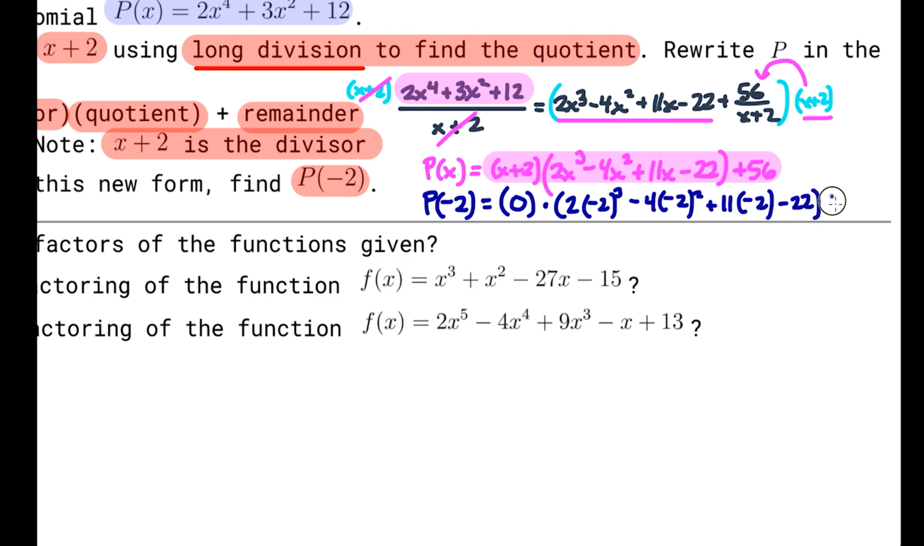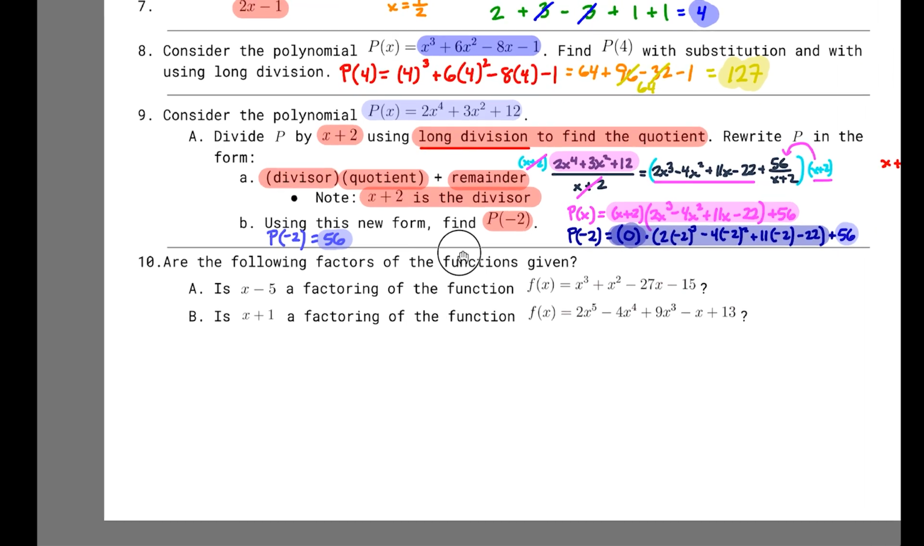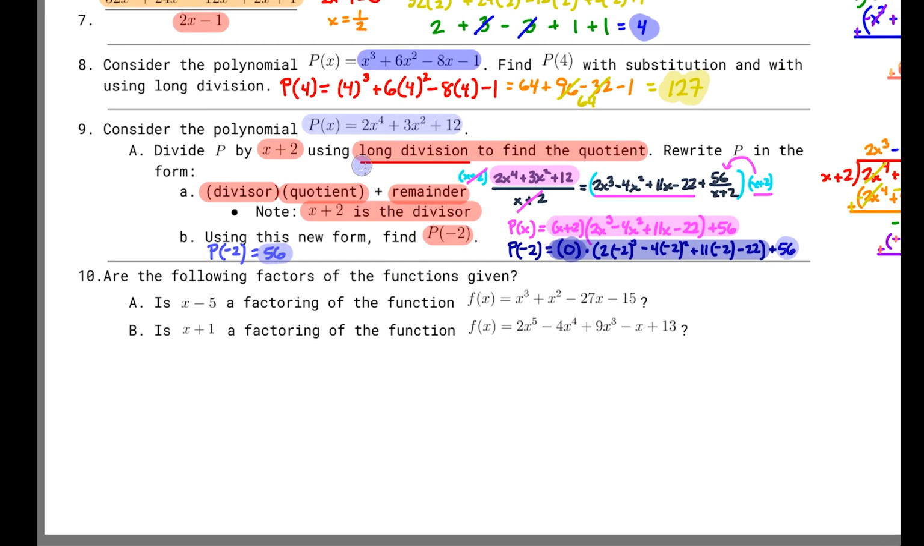Minus 22 plus 56. Well, since you're, again, multiplying by this 0 right here, this whole thing ends up being 0. So essentially, your p of negative 2 is just equal to 56. Okay, so the answer for this one would be p of negative 2 is equal to 56, because you're using that new form to figure it out. Now if I wanted to, I could just plug in negative 2 originally and get that 56, but I just wanted you to experiment with doing this in different forms and work out your math muscles a little bit.